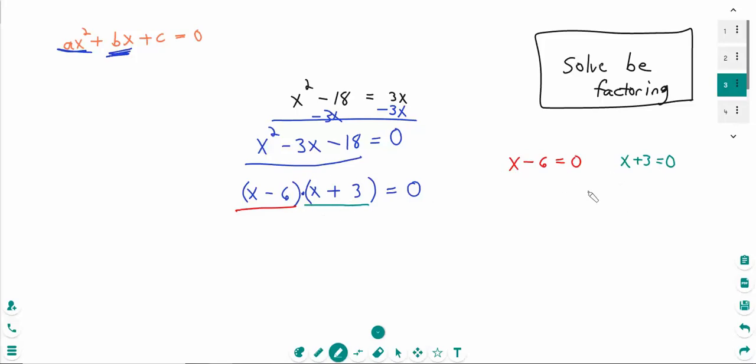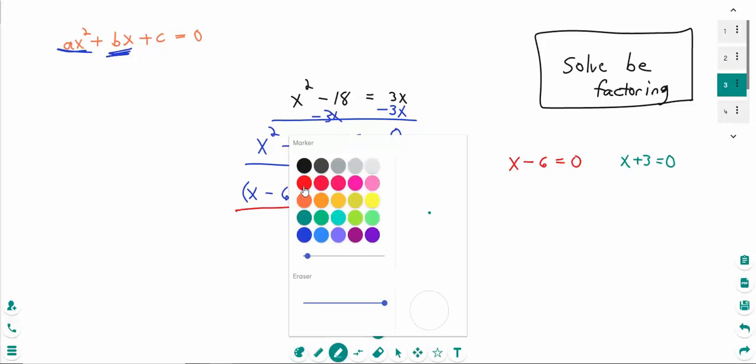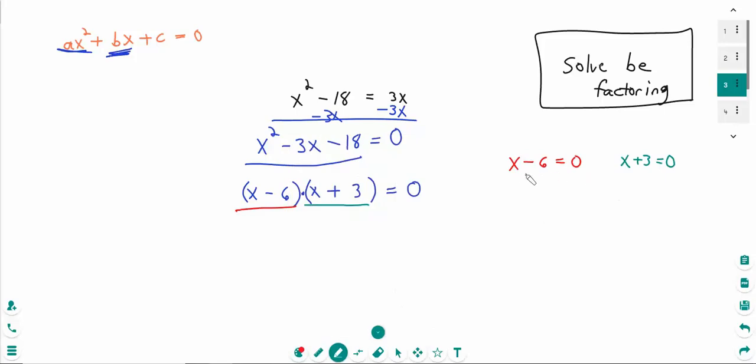So we set them equal to 0, and then we can go ahead and solve these to find out what x is. So if we move the 6 over to the other side, we end up with x equals 6. Over here, we solve for x, and we end up with x is equal to a negative 3. So those are our two solutions right there.